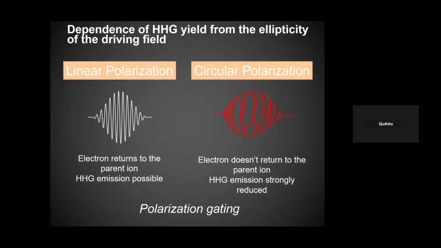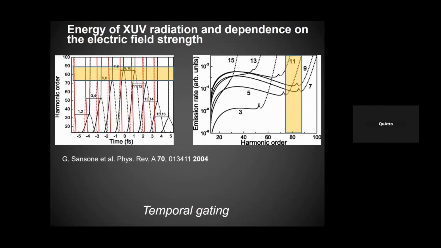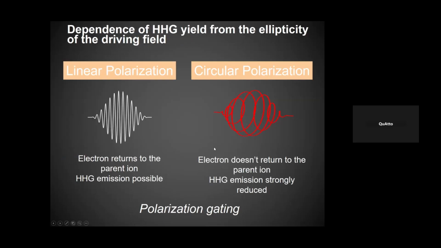This is a way to create broadband continua that I will indicate as temporal gating. Another one is to use another fundamental property of the process of harmonic generation, which is the dependence of the harmonic field on the polarization state of the driving field.